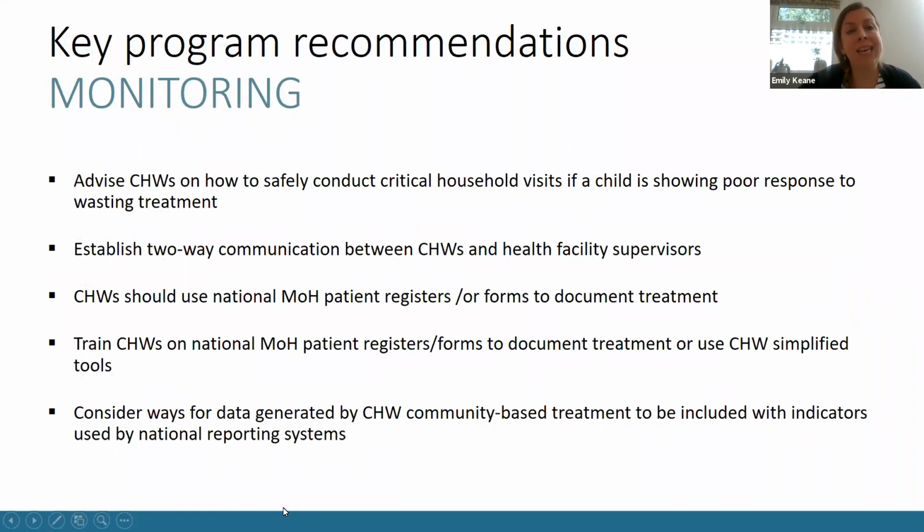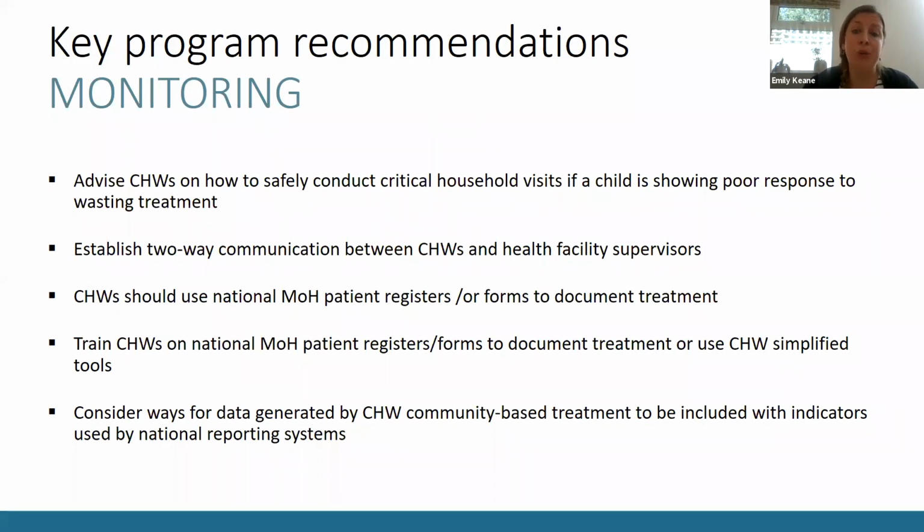And then the last area just to touch on is around monitoring. So really recognizing that monitoring at many levels is a key point of our quality of services. So firstly, thinking about community health workers monitoring of children. So in certain circumstances, if a child isn't responding to treatment or they may be severely ill, a community health worker may actually need to go and do a household visit.